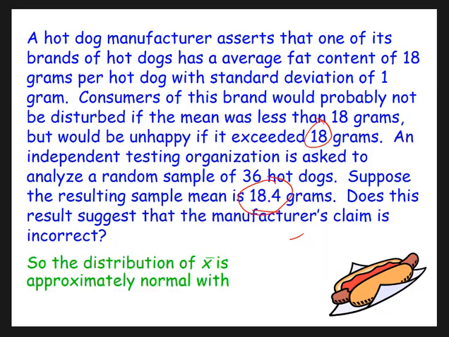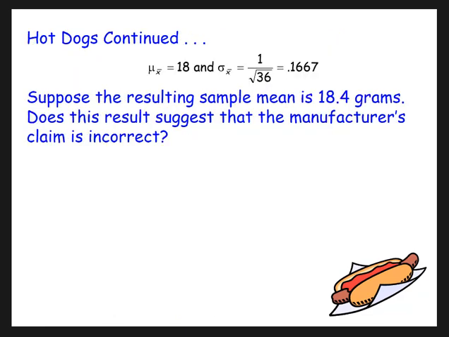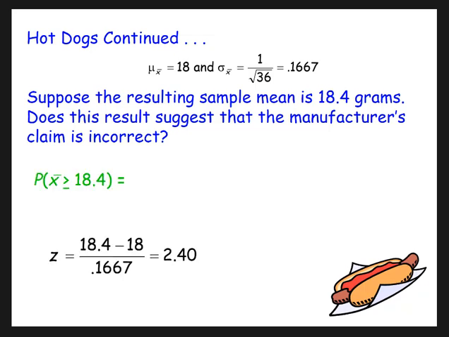So we're going to use the sampling distribution of the sample means, x bar. Since the population standard deviation was 1, it's 1 divided by the square root of 36, which gives us the standard deviation for the distribution of sample means of 0.1667. And of course the mean of the sample means is just the population mean of 18. So let's find the probability of being greater than or equal to 18.4 based on that information.